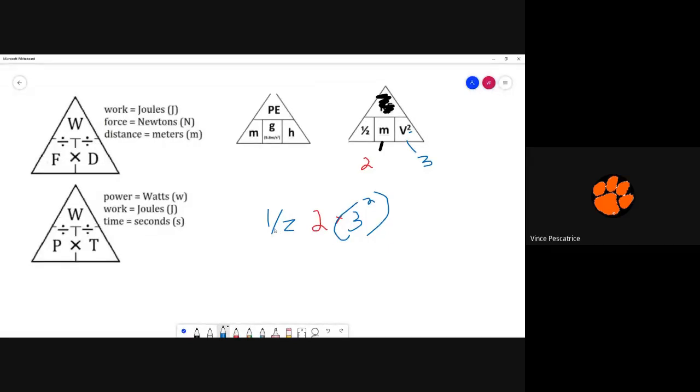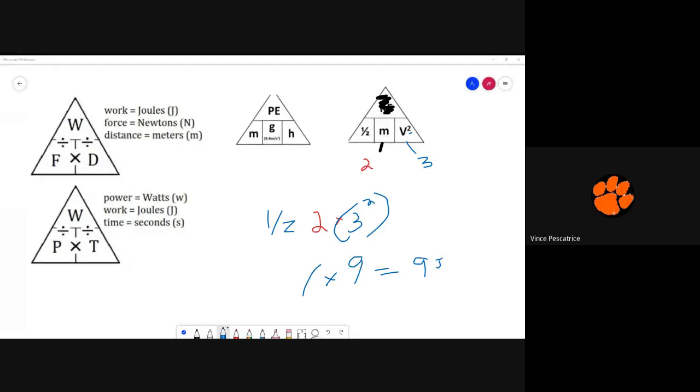If we do our math here, 1/2 times 2 is 1. So whatever we get for this here is going to be the answer, because 1 times anything is itself. 3 squared is 3 times 3, which is 9. So it turns out to be 1 times 9, and your answer is 9 joules of kinetic energy. So that would be C.